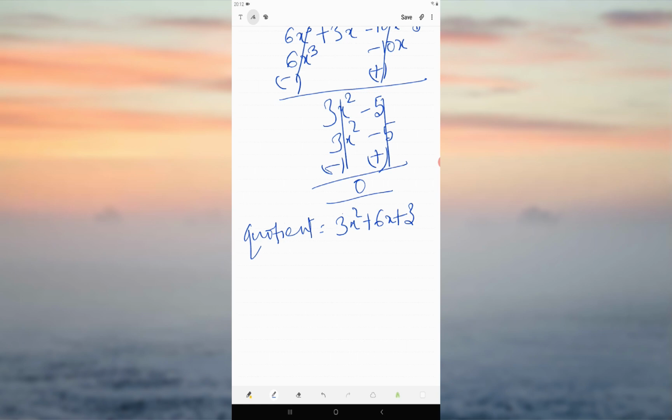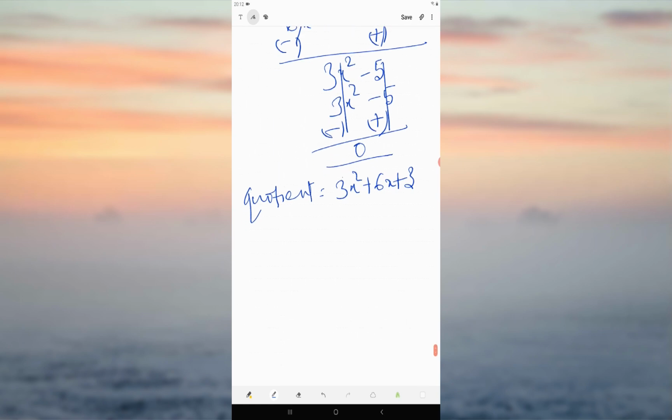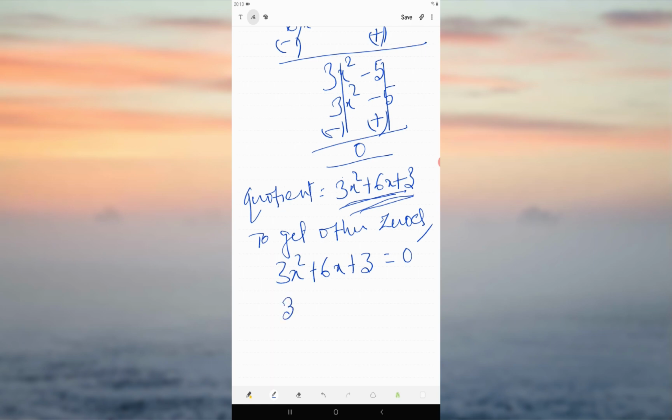Now, to get the other zeros, this should be equal to 0. So to get the other zeros, this whole thing 3x square plus 6x plus 3 should be equal to 0. If you take 3 common, we get x square plus 2x plus 1 equals 0 by 3, which is again equal to 0.